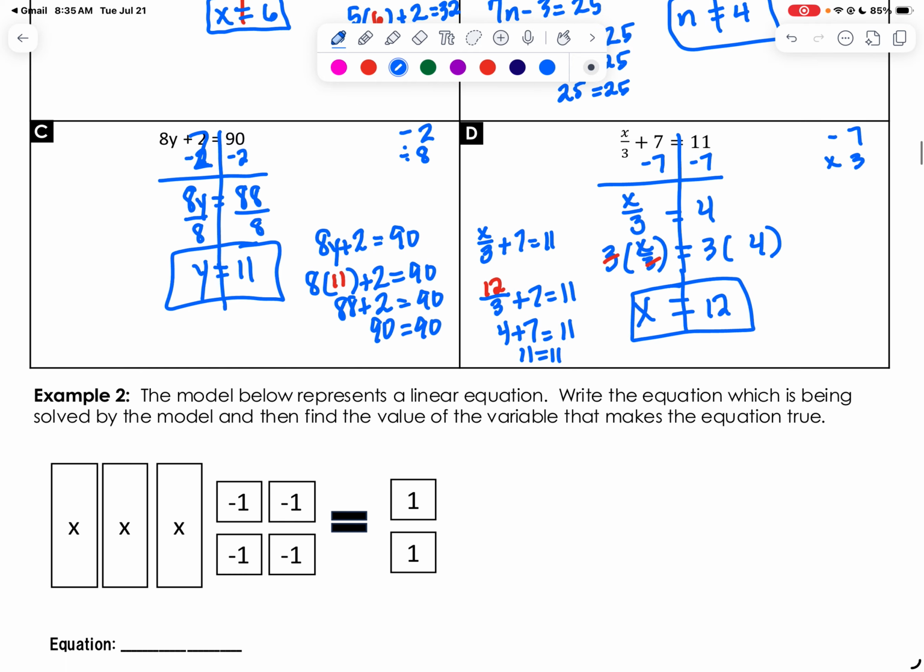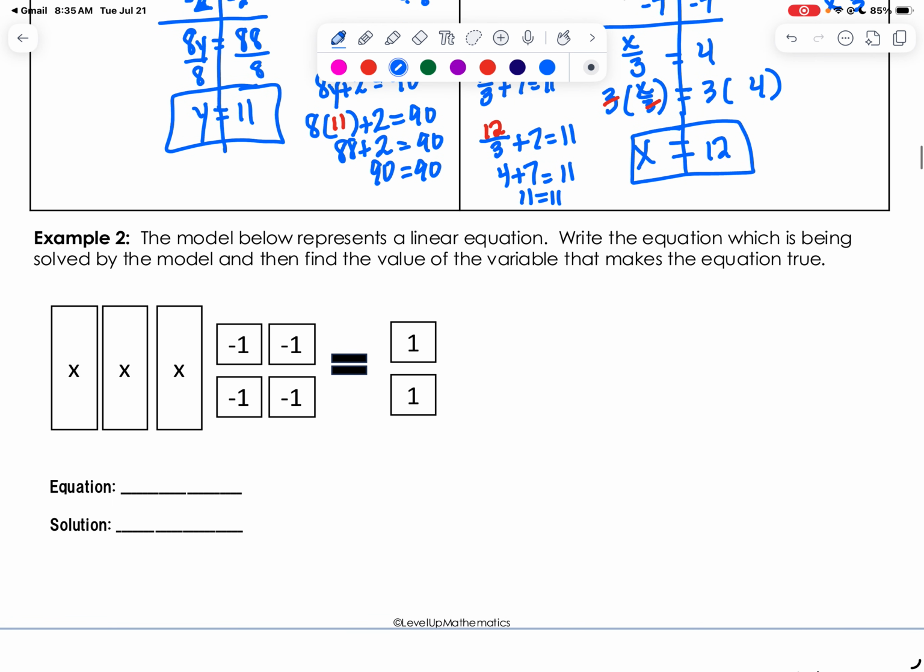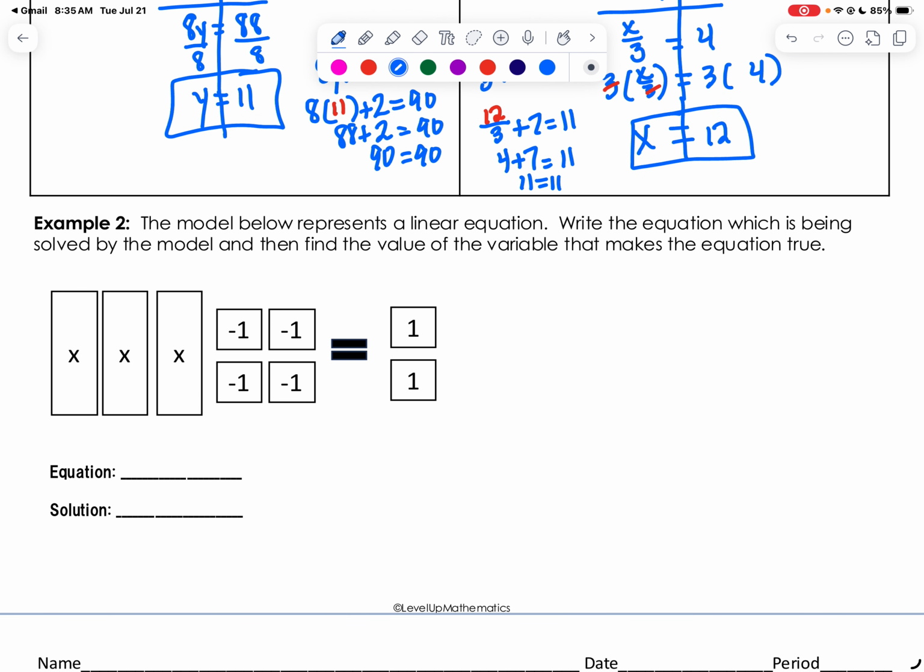Now, in example 2, they've given us a model. It says the model below represents a linear equation. Write the equation which is being solved by the model and then find the value of the variable that makes the equation true. So for this equation, I have 3 x's. So that's 3x. And then I have 1, 2, 3, 4 negatives. So that'd be negative 4. And it's equal to positive 2.